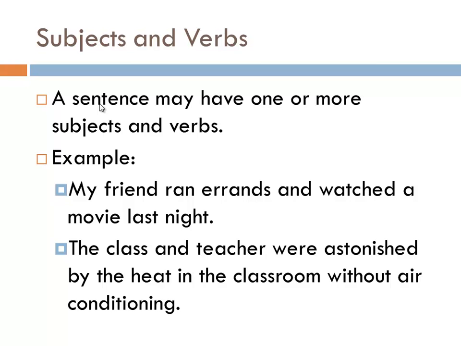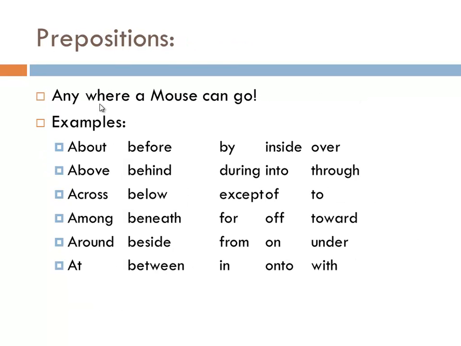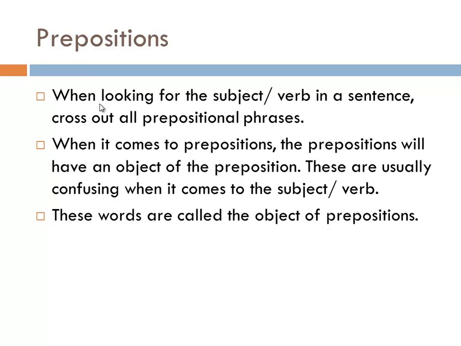So, by the heat: by is our preposition, heat is the object of our preposition. In the classroom: in is the preposition, classroom is the object of the preposition. Without air conditioning: without is the preposition, air conditioning is our object of the preposition. Prepositions might be confusing to you when it comes to the subject and verb, but objects of the preposition are never our subject or verb in our sentence. These words are called object of a preposition, not subject, not verb.